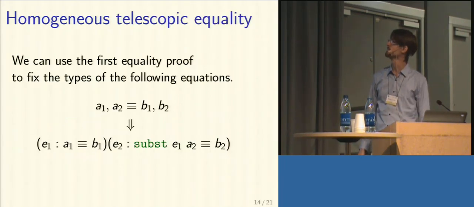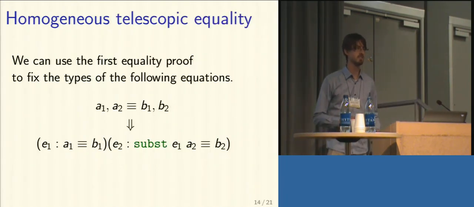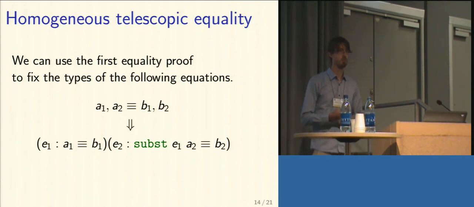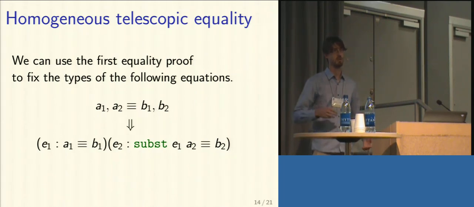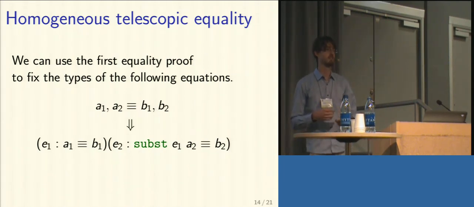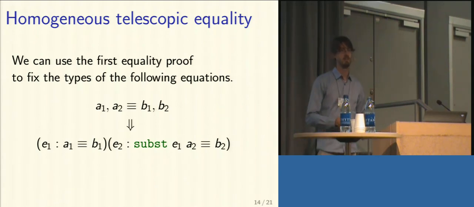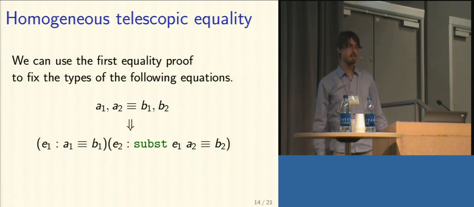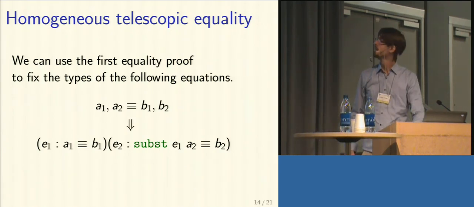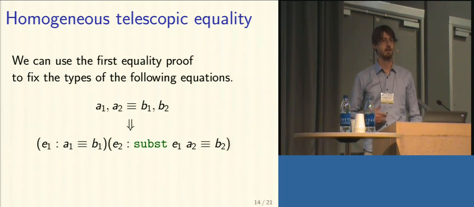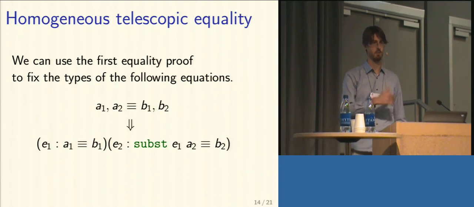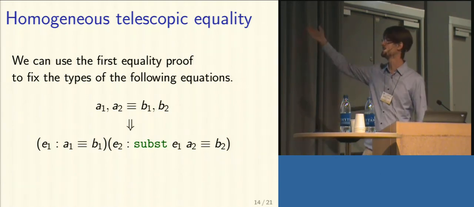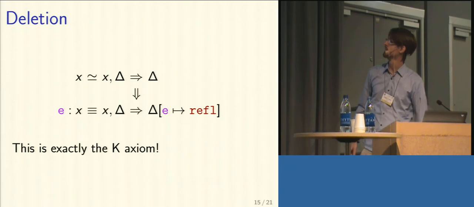So my alternative to this was to instead use the homogeneous equality, but use the equalities of the previous elements in the sequence to fix the types of the later ones, because we know that the type should be equal. We can fix it by just substituting the first proof into the second equation. And by doing this, you basically get an upgraded version of all the unification rules, where we now also have to keep track of all these equality proofs.